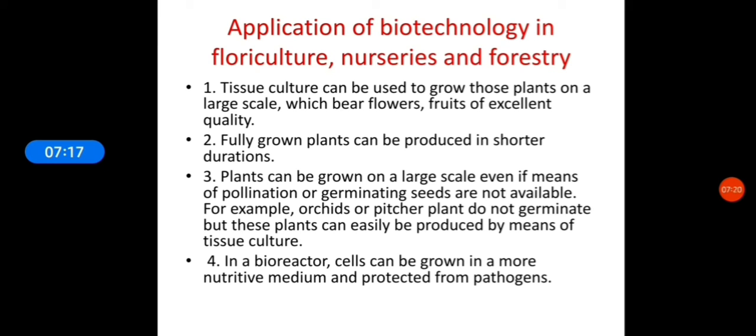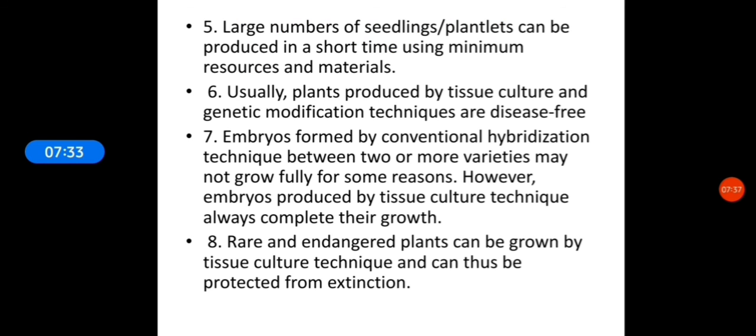The best benefit of using tissue culture for growing the plants is that in a bioreactor, cells can be grown in a more nutritive medium and protected from pathogens. Also, large numbers of seedlings or plantlets can be produced in a short time using minimum resources and materials. The plants which are produced by tissue culture and genetic modification techniques are disease free. Plantlets produced by tissue culture of the meristem are virus free.